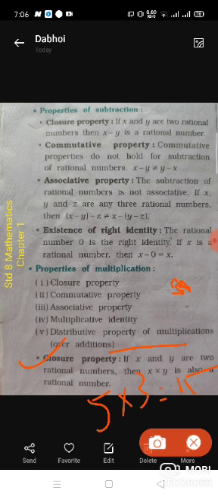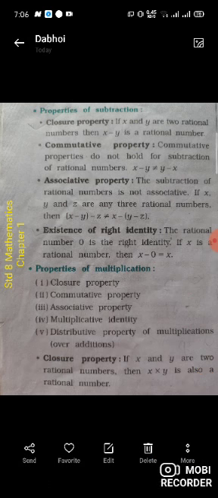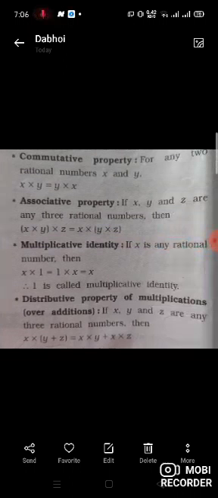Okay, so closure property holds for multiplication of rational numbers. Now we are going to see the next one, commutative property. For any two rational numbers x and y, x into y is equal to y into x.